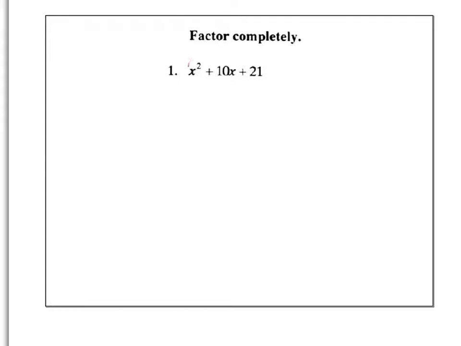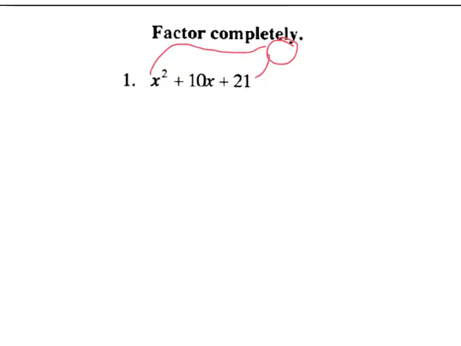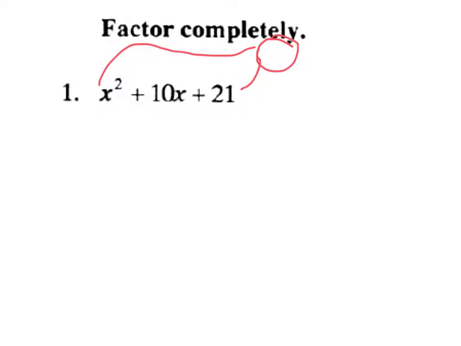So we're going to go our first number times the last. So 1 times 21 is 21. And I need factors of 21 that add up to 10, because that's our b value, the one in the middle. So we need to go through our list of factors of 21. So we've got 1 times 21, which won't add up to 10. 3 times 7 is 21. That does add up to 10. So that's my winning pair.